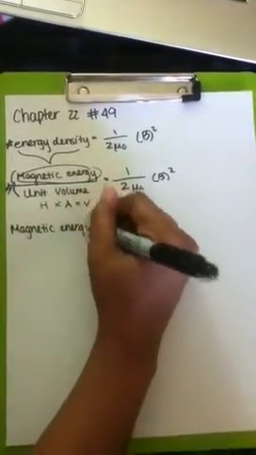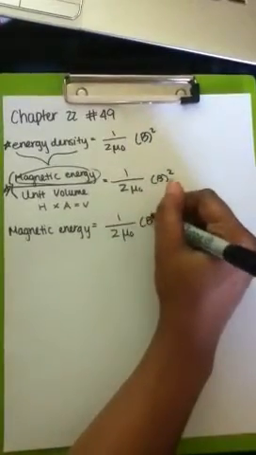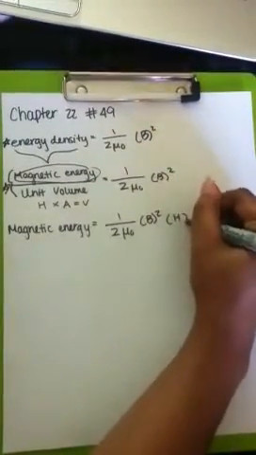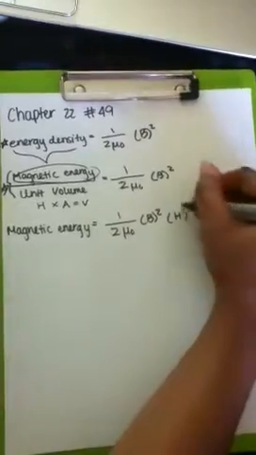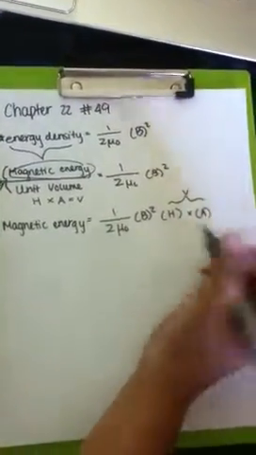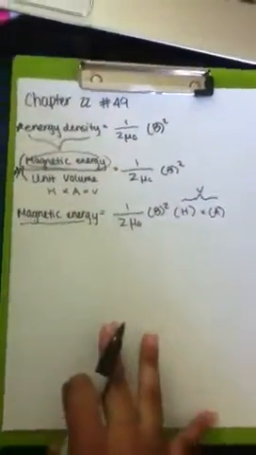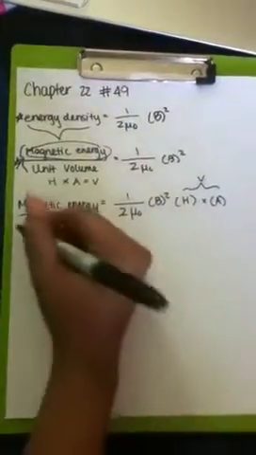So the magnetic energy will be equal to this times the height times the area. This right here is the volume. This is what we're looking for, and we have all these values right here. So from here, all we have to do is start plugging in.